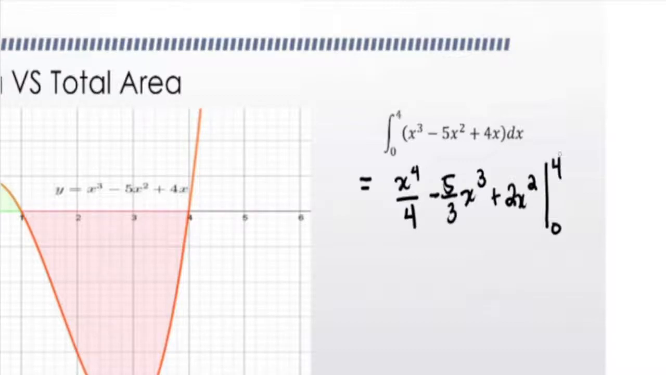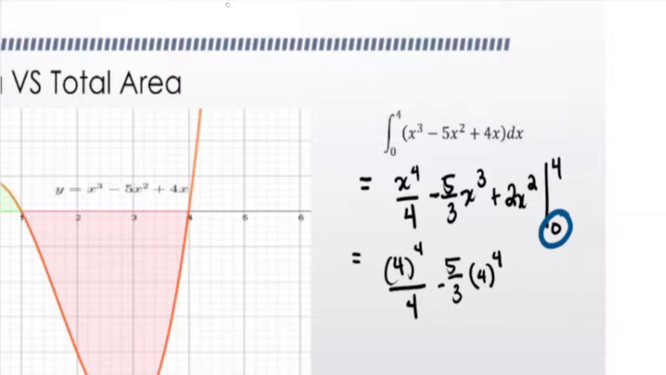Now, check this one. It's 0 and lahat ng terms dun sa general antiderivative ay may x. So technically, we just have to evaluate it at x equals 4 kasi magsi-0 na siya dito sa part na to. Okay, so this one is 4 raised to the 4th over 4 minus 5/3 times 4 to the 4th. Sorry, 4 cubed na lang pala dito. Plus 2 times 4 squared.